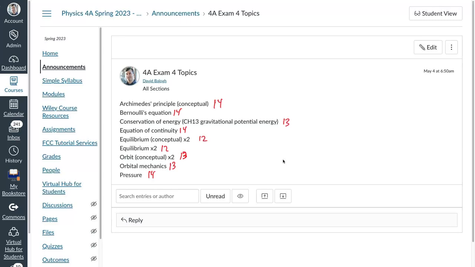Chapter 12, equilibrium, well, duh, right? Okay, so I'm saying that you have two equilibrium problems. You want to take a guess as to what one of them is? A ladder-ish. Something that does this, right? Okay. And what do you think the other one is?